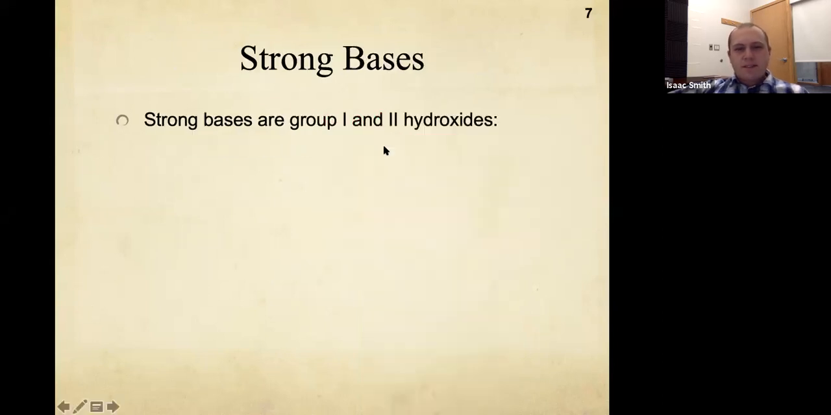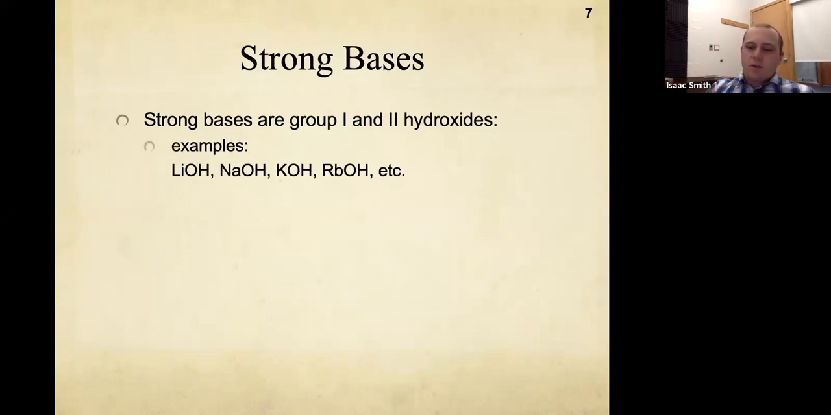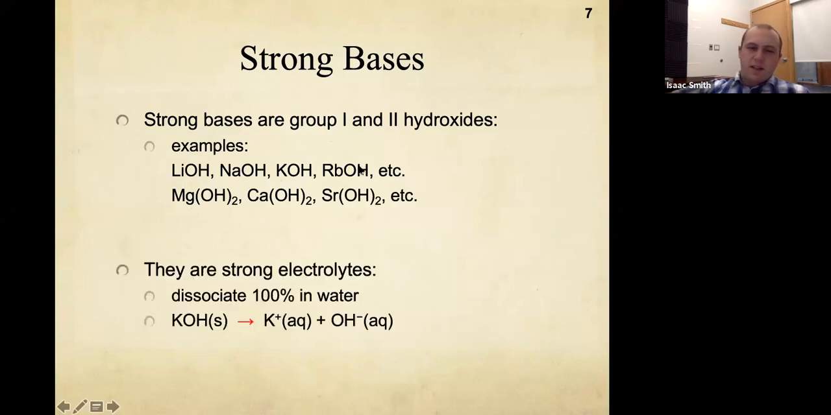So for strong bases, they're going to be group 1 and group 2 hydroxides. So those are elements in the first or second column on the periodic table, right? So lithium, sodium, potassium, rubidium are all in the first column of the periodic table. Magnesium, calcium, strontium are going to be in the second column of the periodic table. Whenever those are paired with hydroxides, those are strong bases. And again, strong bases and strong acids are both strong electrolytes and completely dissociate when placed in water.